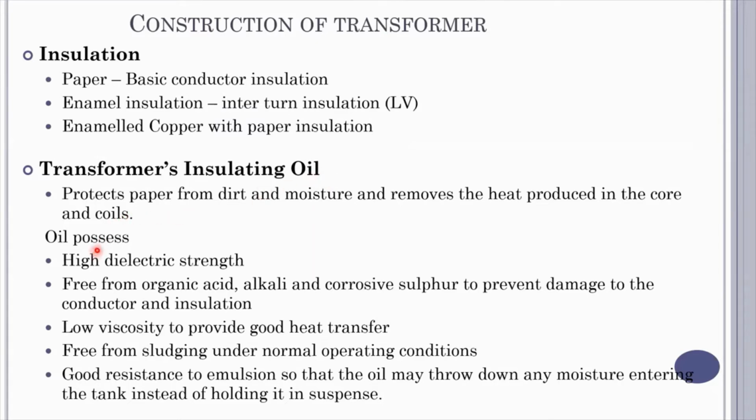Oil is selected as an insulating material because of the following properties. It has high dielectric strength, and it's free from organic acid, and hence it prevents damage to the conductor and insulator. It has low viscosity, it's free from sludging, and it also has good resistance to emulsion. So these are the properties based on which oil is chosen for insulating a transformer.